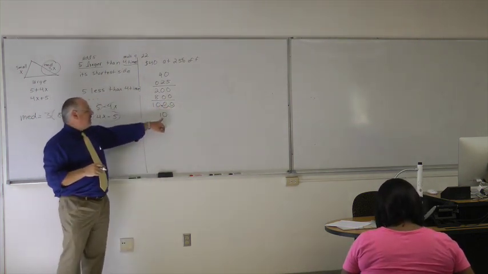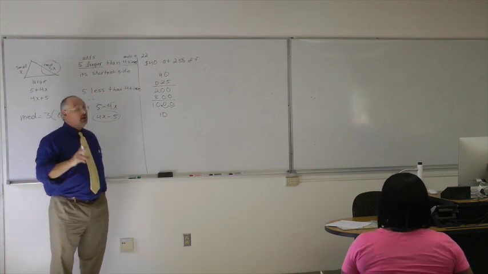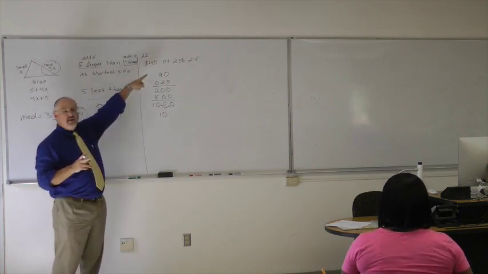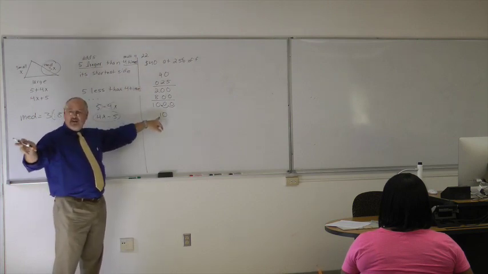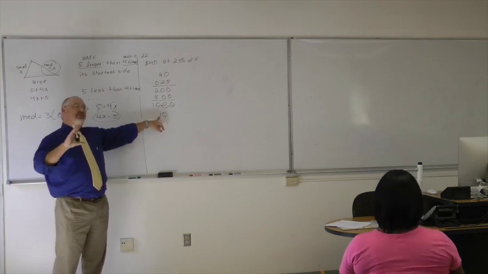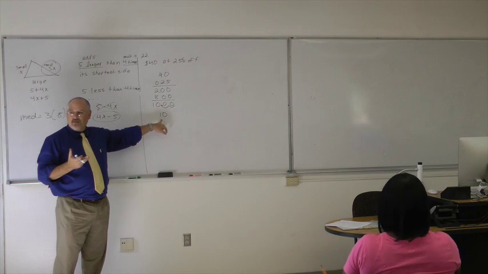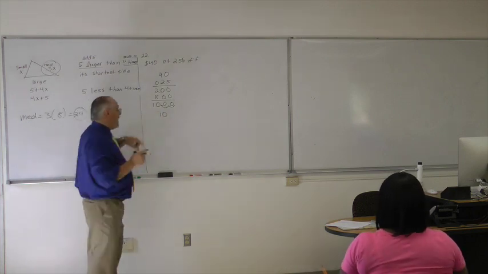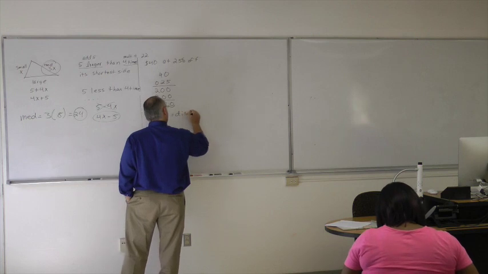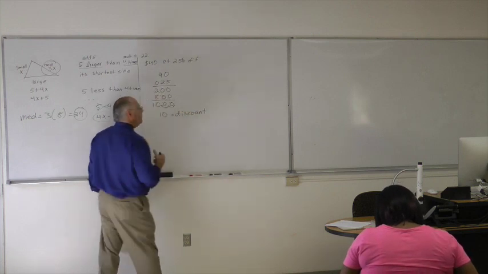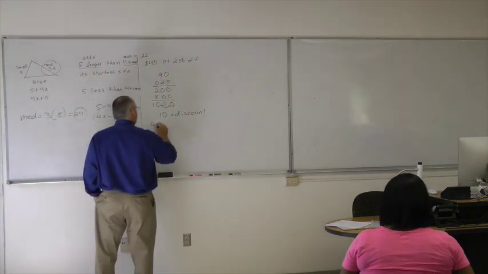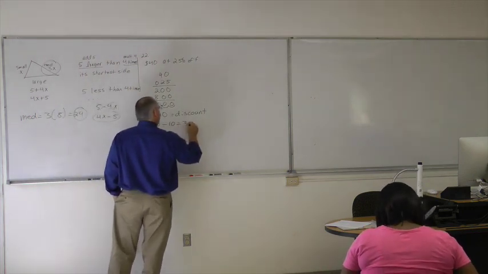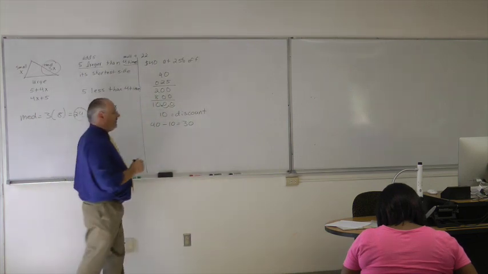Now what does that 10 represent? It's not 10% off, it's 25% off. In terms of the problem, what is this $10? That's how much money the discount was. This is the discount, that's correct. So how do you figure out how much he paid? You subtract, right? It was 40 minus the discount means he paid $30.